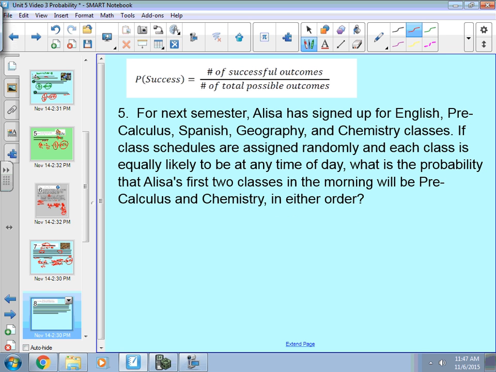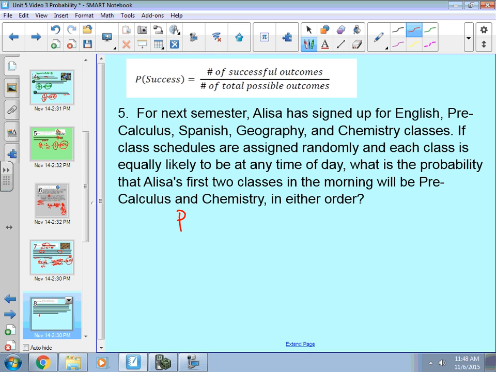Number 5 says, for this next semester, Lisa has signed up for English, pre-calc, Spanish, geography, chemistry. If class schedules are assigned randomly and each is equally likely to be at any time of the day, what's the probability that Lisa's first 2 classes in the morning will be pre-calc and chemistry in either order? Okay, so now we're talking about classes. Okay, we are again arranging these classes. This is going to be a permutation problem. So we want to make sure that the first 2 are pre-calc and chemistry.